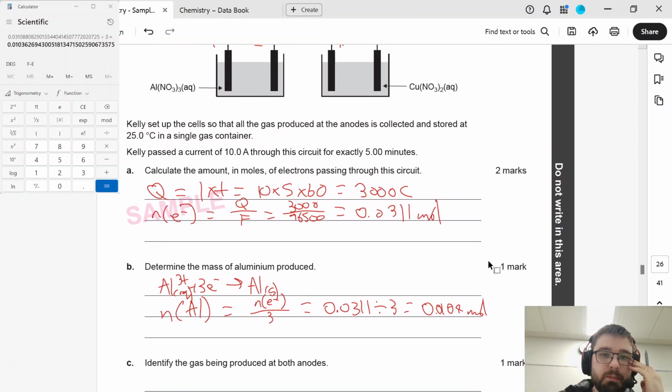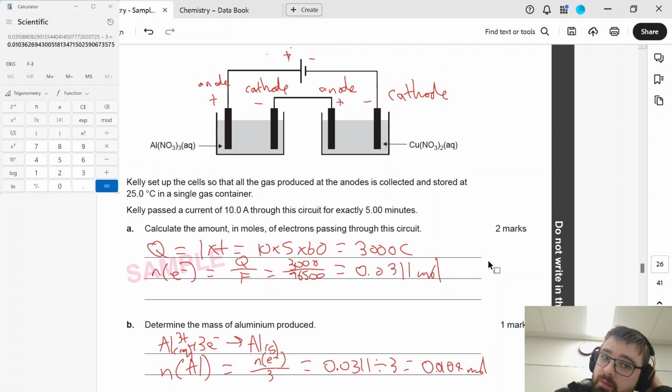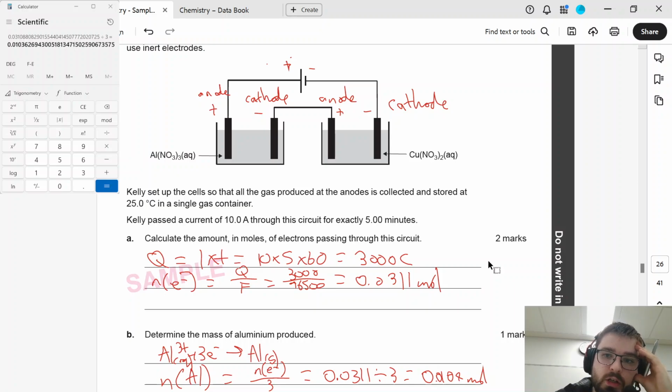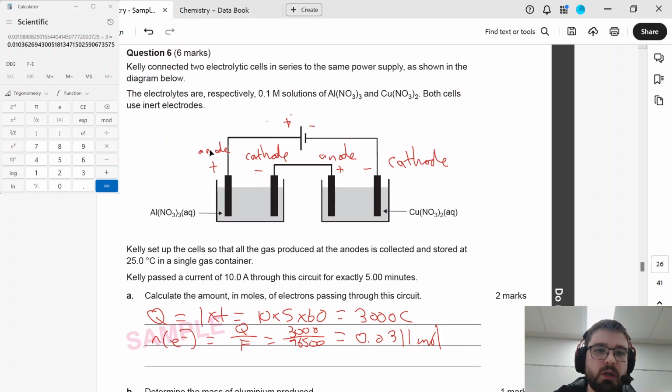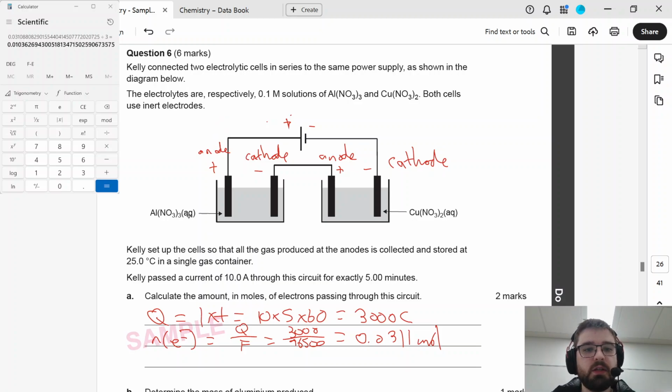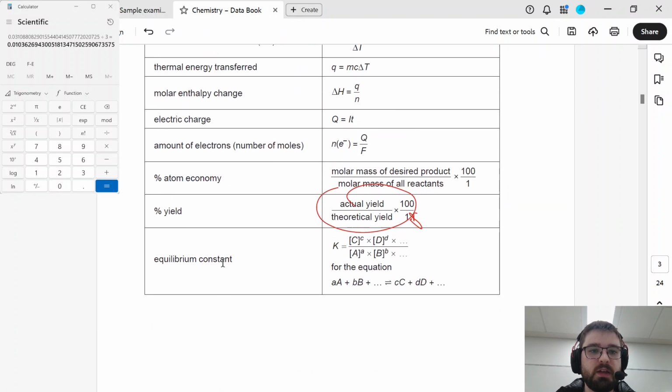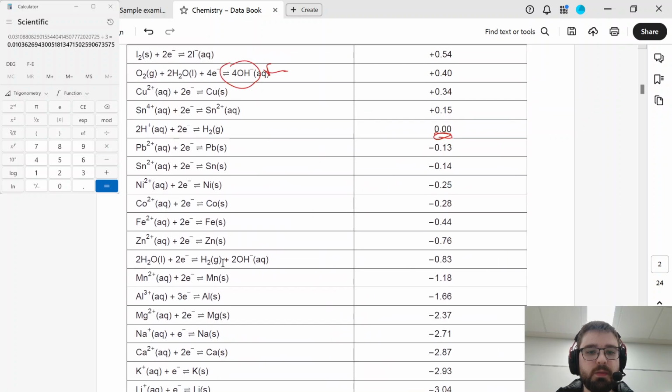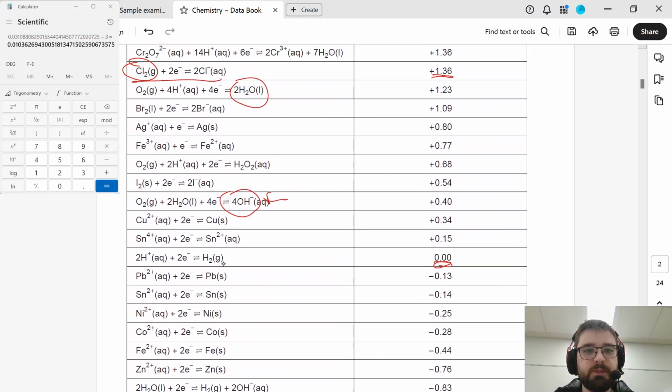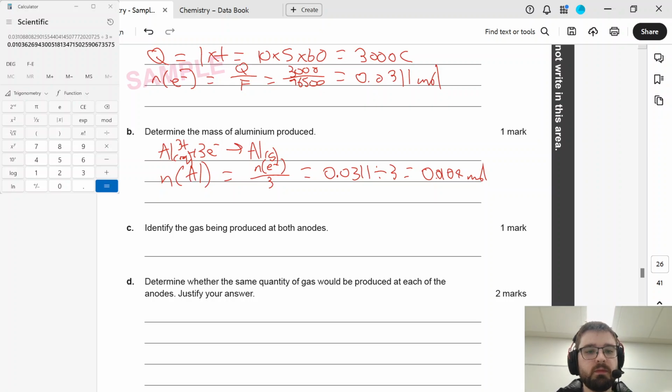Identify the gas being produced at both anodes. So what do you got? Copper and nitrate. So both of them are going to be oxidations. The only thing that could be oxidized, because you can't oxidize nitrate, it's already fully oxidized, and it's not in the half equation, is water, which, being aqueous, is obviously in there. So let's have a look at our data book again. Water being oxidized is right up the top, and it's going to make oxygen gas. Probably didn't need to say gas there.